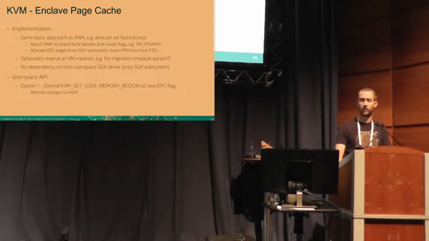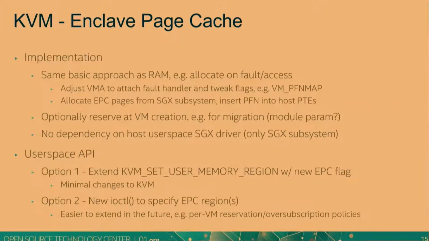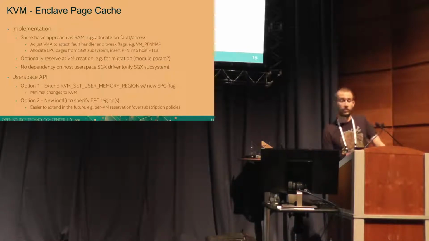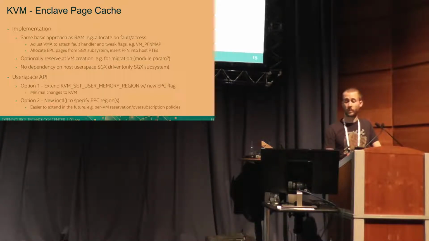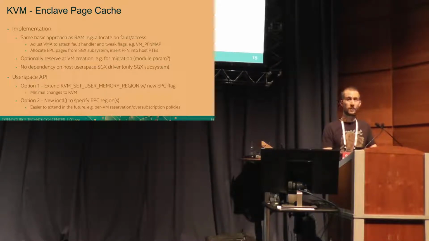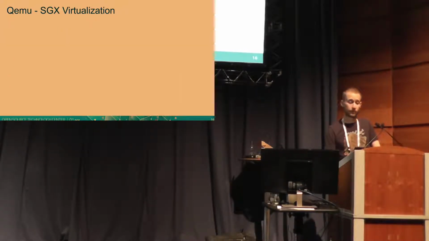For the user space API, there are basically two options that I've come up with. I've implemented both and been playing around with them. One option is to just extend the set user memory region ioctl with a new flag to say this is EPC. It requires minimal changes to KVM and fits in nicely. Again, EPC is just really specialized memory. Alternatively, you could do a new ioctl. The pro there is that it's easier to extend in the future if you want to do some specific EPC stuff that doesn't necessarily fit well with the existing memory region stuff.